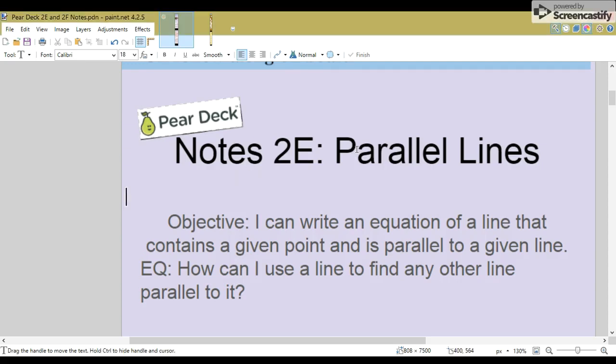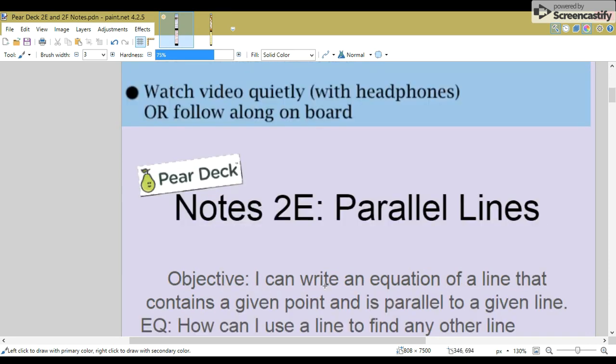Notes 2E, parallel lines. Get your Pear Deck foldable, write down the objective and the essential question. Objective: I can write an equation of a line that contains a given point and is parallel to a given line. Essential question: how could I use a line to find any other line parallel to it?